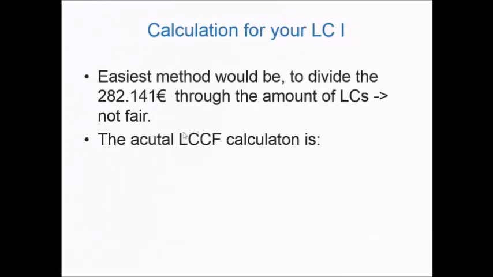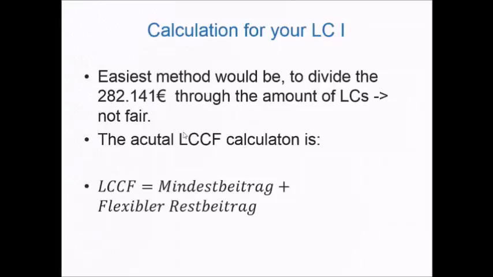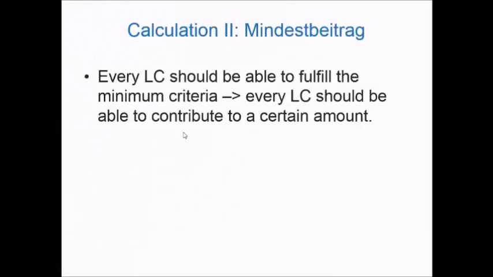So we have figured out another formula for the local committee contribution form, which consists of a Mindestbeitrag (minimum contribution) and a flexible Restbeitrag (remaining contribution). So how is the Mindestbeitrag calculated? The idea of the Mindestbeitrag is that every local committee should be able to fulfill at least the minimum criteria. Why should that be? Because we wanted to have some measurement of sustainability in the model, and a local committee is sustainable if they can fulfill at least this minimum criteria.